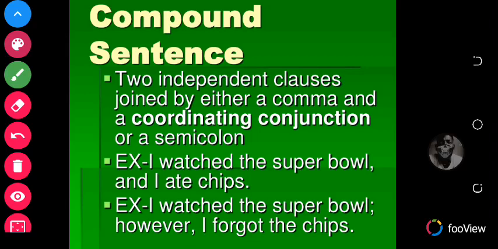You can see that it has two clauses. Example 1 has two clauses. The first one is this, and the second clause is this. Example 2 also has two clauses. First one is this, and the second one is this. They are all separated by a conjunction, and the conjunction is this and this. So this is what makes a sentence a compound sentence.